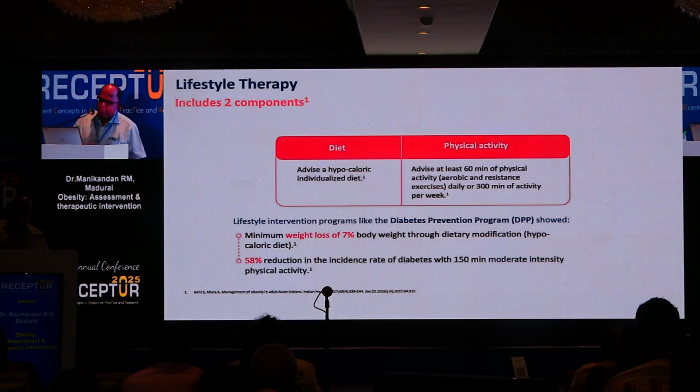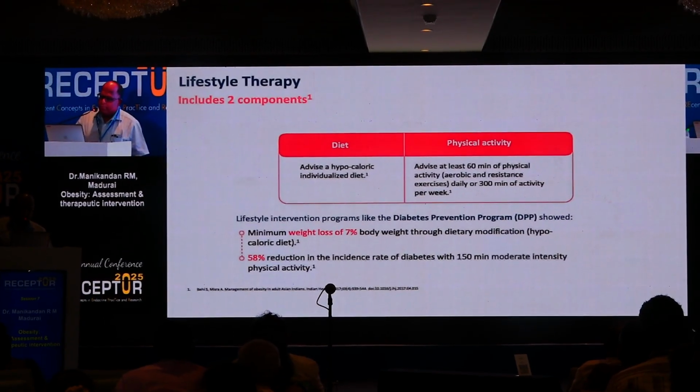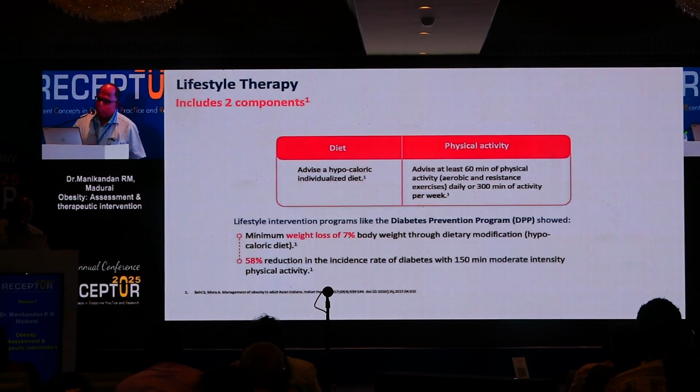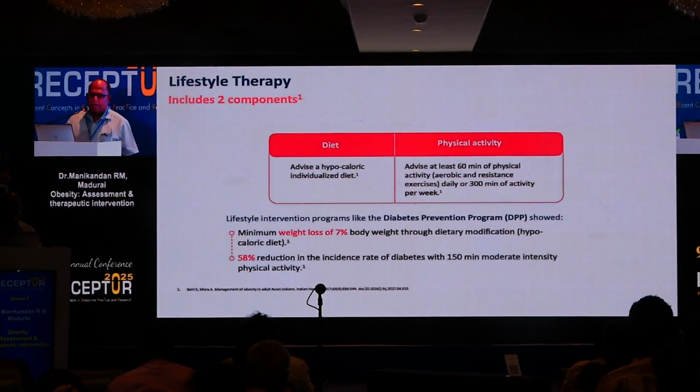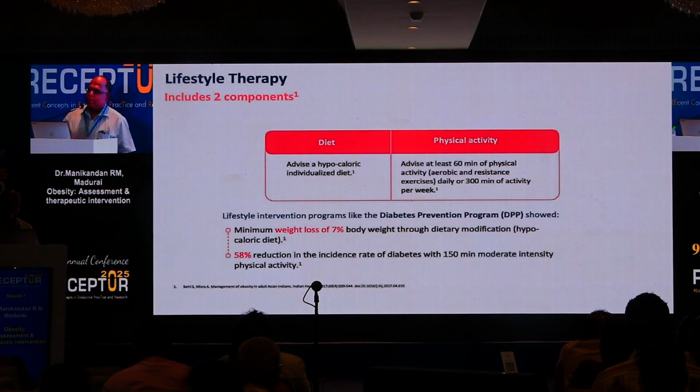Along with weight loss, when they did 150 minutes of moderate intensity exercise, there was a 58% relative risk reduction in incidence of diabetes. This is the reason why most of the guidelines recommend we follow 150 minutes of moderate intensity physical activity every week. But if we want to lose weight, we encourage our patients to do more physical activity, ideally 300 minutes of aerobic and resistance training exercise every week, or at least 60 minutes of physical activity, both aerobic and resistance exercise. We all know that it's very difficult to follow a good diet and physical activity, and when someone follows it, people lose weight, but after some time, they start regaining weight.